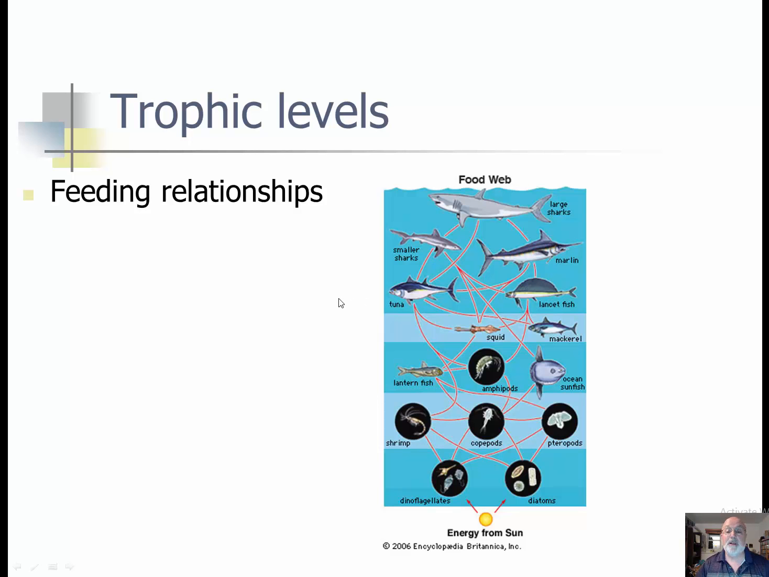Trophic levels, feeding relationships, inefficient energy transfer. Remember, every time we go through one of these arrows, only 10% of the energy goes from what it was, like in the shrimp's case, to the tuna. And then 10% of that, which is 1% of this, goes from the tuna to the shark. And if the shark goes to a grocery store, only 1% of that, which is 0.1% of the shrimp and 0.01% of the dinoflagellates, and actually much less than the solar energy.